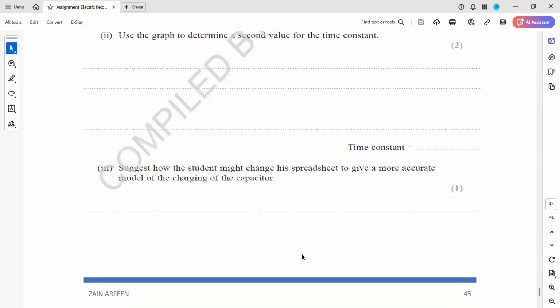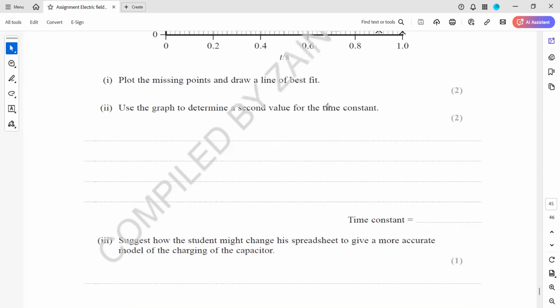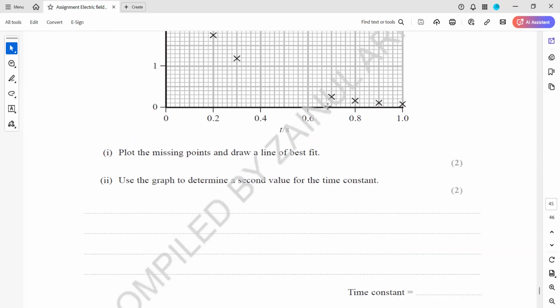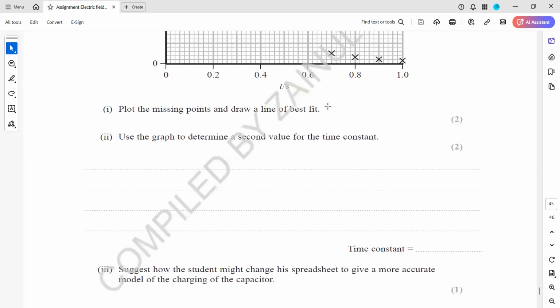Next is the time constant. How to work out the time? Use the graph to determine the value of the time constant. How can we determine the time constant? We have the formula I equals I naught e raised to the power minus t over RC. This product RC is known as the time constant.